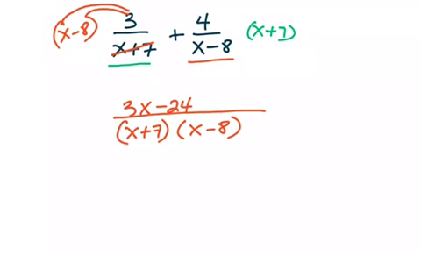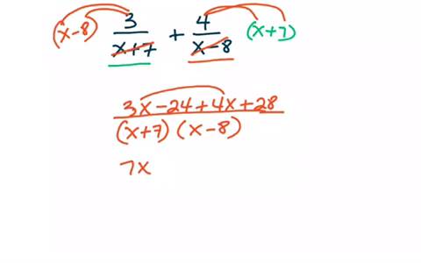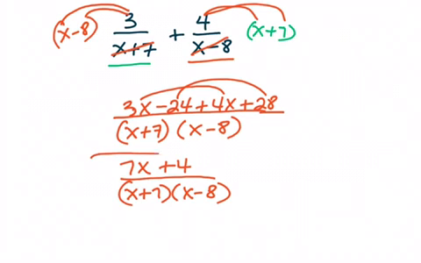So that expression has changed now because I changed the denominator. On the second one, the x minus 8 is going away. And I'm going to multiply using the distributive property these two numbers. So 4 times x is positive 4x, and 4 times 7 is positive 28. Almost done, guys. All I do is simplify this. 3x plus 4x is 7x. Then negative 24 plus 28 is positive 4, all over x plus 7 times x minus 8. That's your answer.